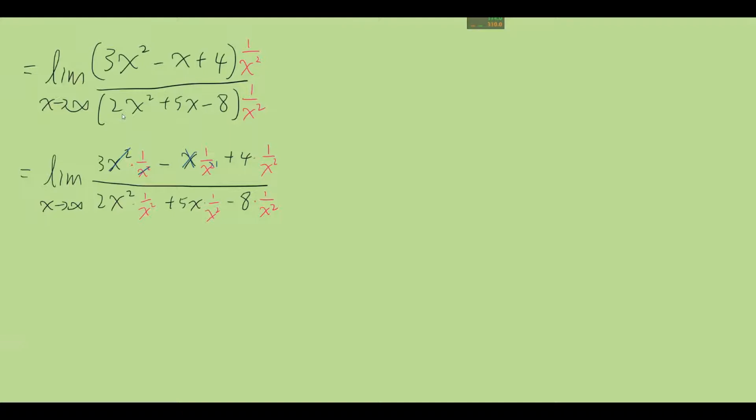And let's work on the denominator. I have x squared times 1 over x squared, that's gone. 5x times 1 over x squared, so again I can simplify one of the x's, and then nothing in the last part. So let's write out what we have here. The limit as x approaches infinity of 3 minus 1 over x plus 4 over x squared, that's the numerator, over 2 plus 5 over x minus 8 over x squared. Now we're ready to take our limit.